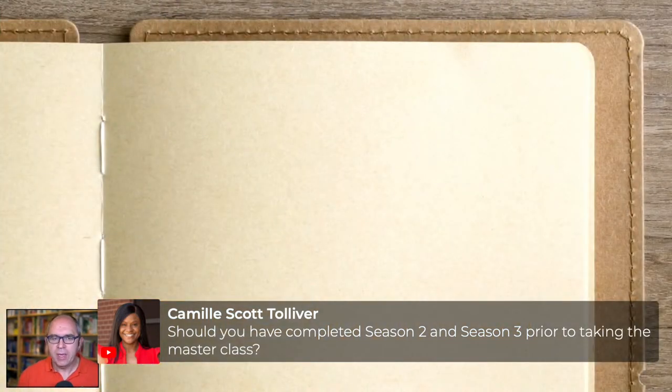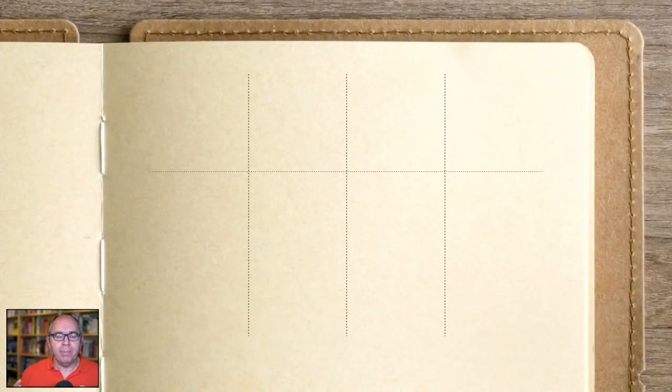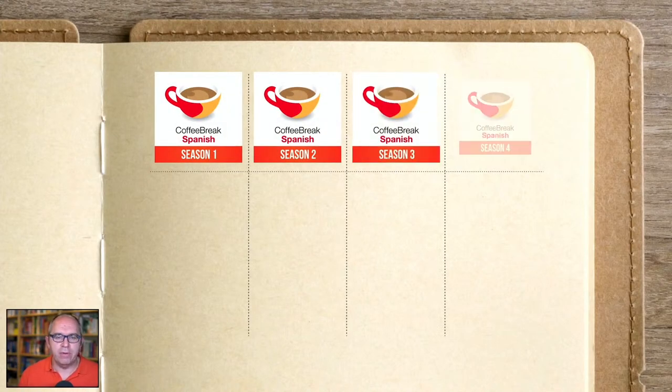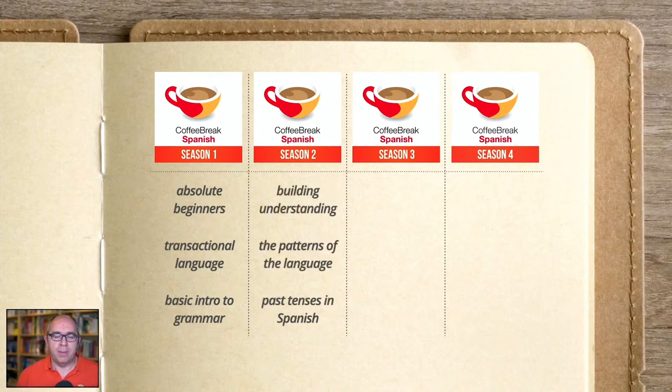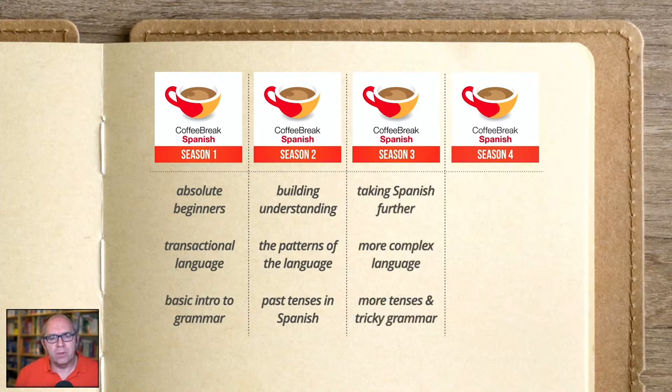So, we have currently in Spanish 4 main seasons, Season 1, 2, 3 and 4 of Coffee Break Spanish. For season one, we focus on content for absolute beginners, looking at transactional language, a basic introduction to grammar. Season two, that's where you're building your understanding. We're looking at the patterns of the language, how it works, and also looking at some past tenses in Spanish. And then in season three, we're taking the language further, looking at more complex language and more tenses and tricky grammar. And some of you may be familiar with season three as Showtime Spanish.